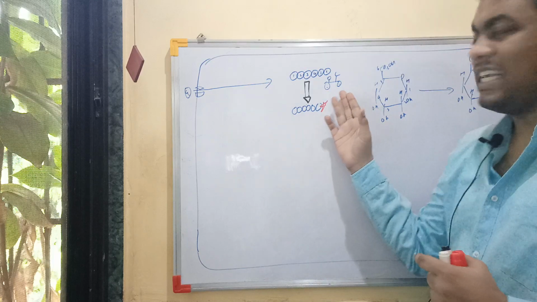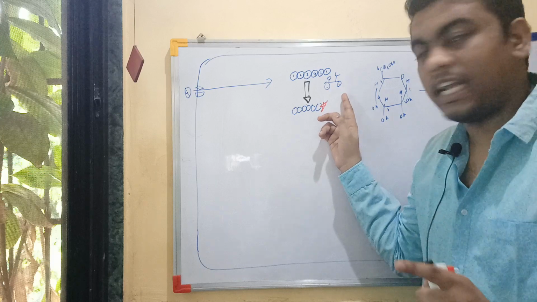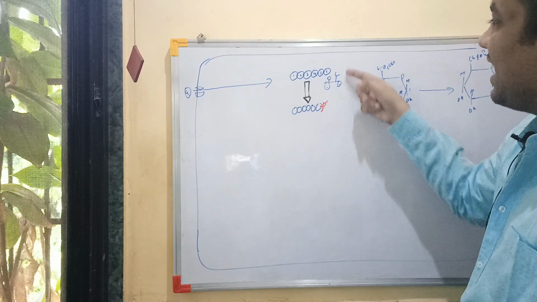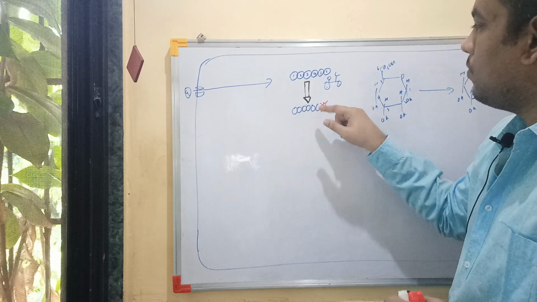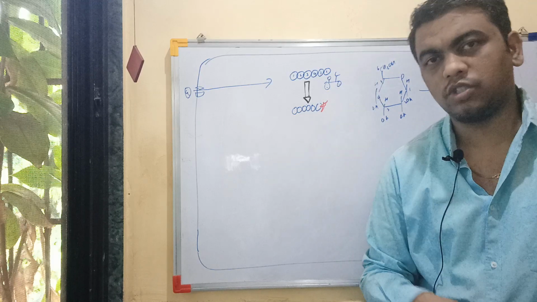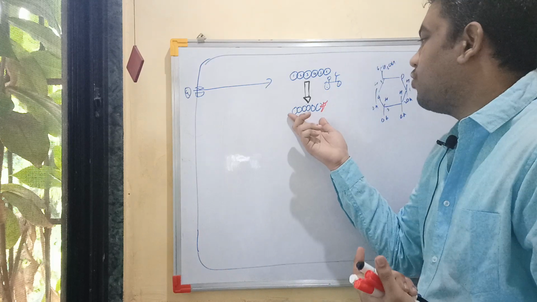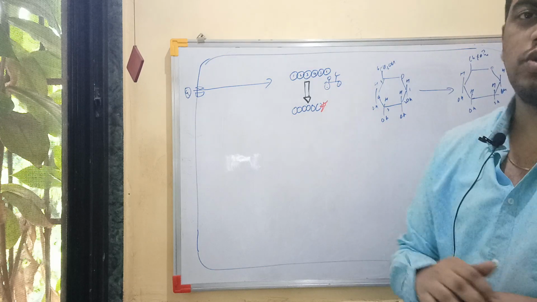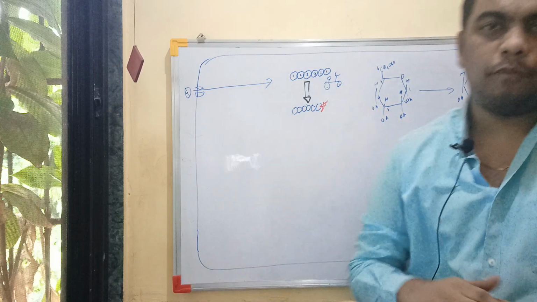Because delta G over here is very negative, extremely negative. So this reaction will move only in the forward direction. This enzyme cannot flip this or make glucose 6-phosphate into glucose. Of course, there are some other enzymes which can make glucose 6-phosphate into glucose, but this enzyme cannot do that. So this enzyme is very important.